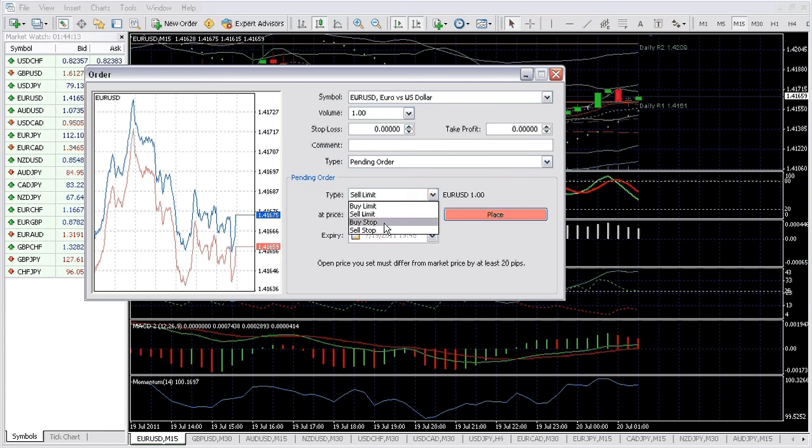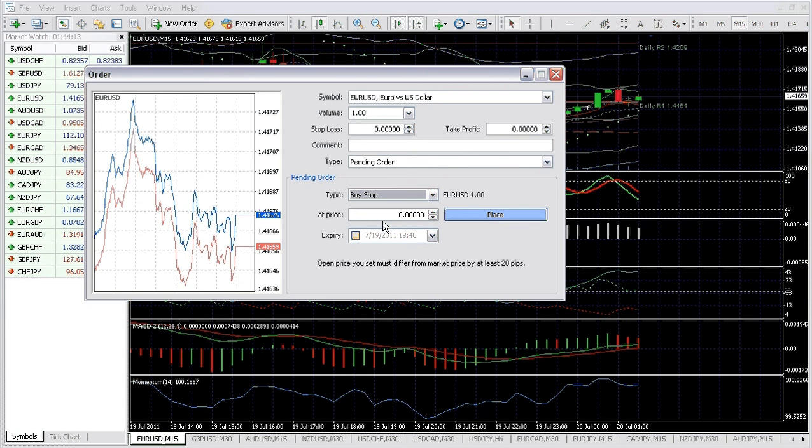So with limit orders, we thought that the market would come down or come up to a value and then reverse. With a stop order, we think that the market's going to go in one direction, hit our price, and continue in the same direction. So in a buy stop order, which you can execute right here, the trader will enter a price which is above the market rate. And so when the market moves up to this level, the order will be executed.